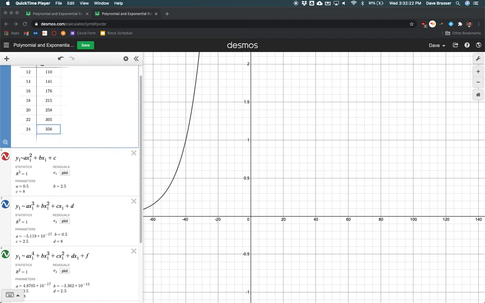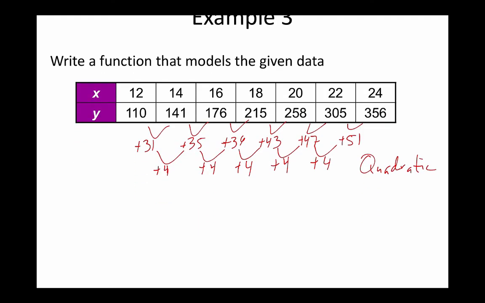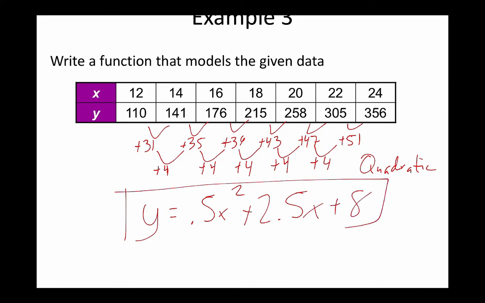So the equation for it is y equals 0.5x squared plus 2.5x plus 8. Again, you can use your graphing calculator, plug that into stat, then do the quadratic regression.